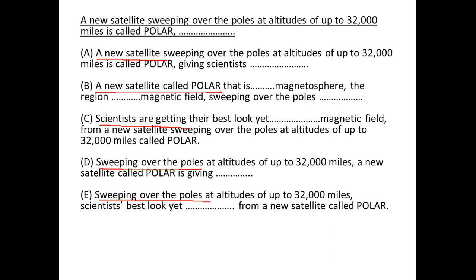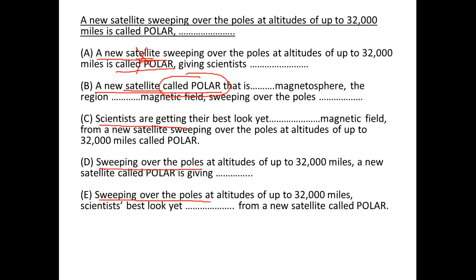Second thing, if you see the placement of the word Polar, in option B it says a satellite called Polar, so called Polar is modifying a new satellite. Now if I look at option A, in this the modifier called Polar is not placed next to satellite, and the rule of modifiers is simple: a modifier must be placed next to the noun it is modifying. So if you look at the placement of the word Polar, in A, Polar is not touching the noun a new satellite, so that is wrong.